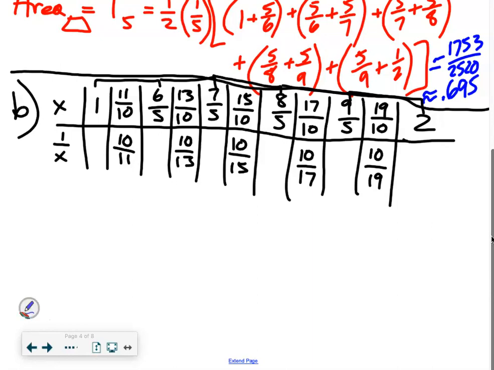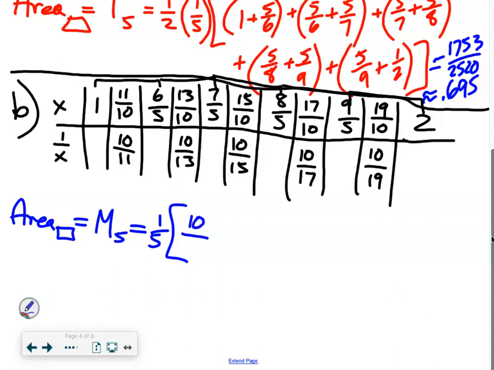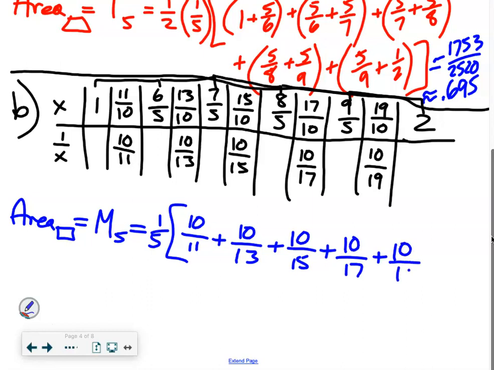So our area using midpoint rectangles, which your book will call M sub 5. Since the widths are all the same, you can pull it out front. Rectangles are nice. It's just width times height. No average divided by 2 or anything. You just have to list the 5 heights. So 10 elevenths, 10 thirteenths, 10 fifteenths, 10 seventeenths, 10 nineteenths. Kabam.